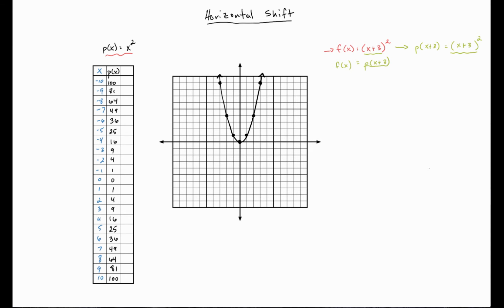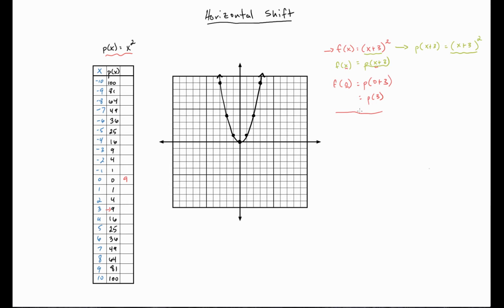So first I'll try just plugging in f of 0. Well, that's going to be equal to P of 0 plus 3, again just replacing the x with the 0, or P of 3. So I know that when I input 0 into my function f, I can just look over here to P of 3. The input 3 gives me a value of 9. So I'm going to come up here and put that 9 there.